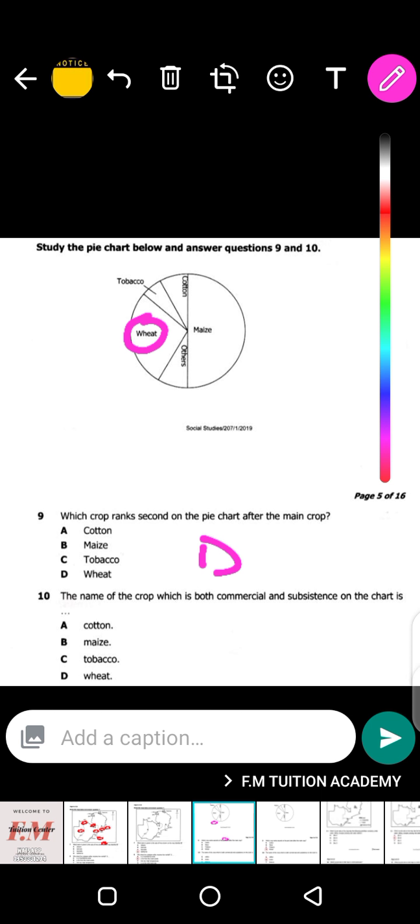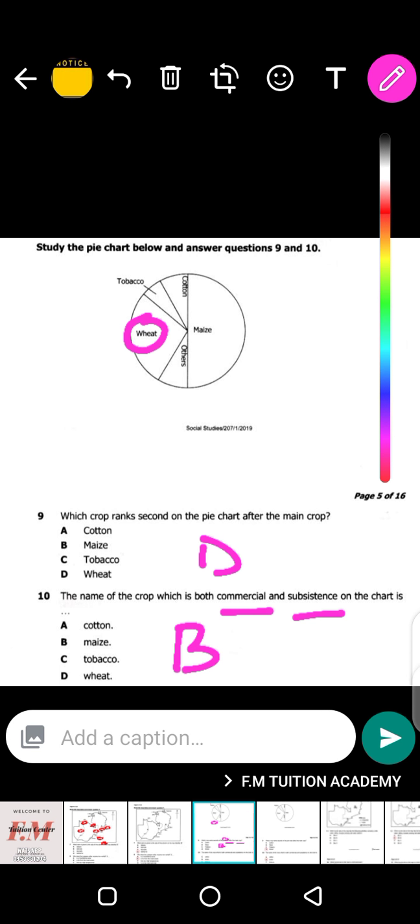Okay, the name of the crop that is used for both commercial and subsistence? When you say commercial, it means something that you grow and then sell to other people, or export to other countries or other towns where people can buy it. Subsistence means you're growing a crop but using it at home. So which of these crops can be used both at home and also for sale? The answer is maize, B.